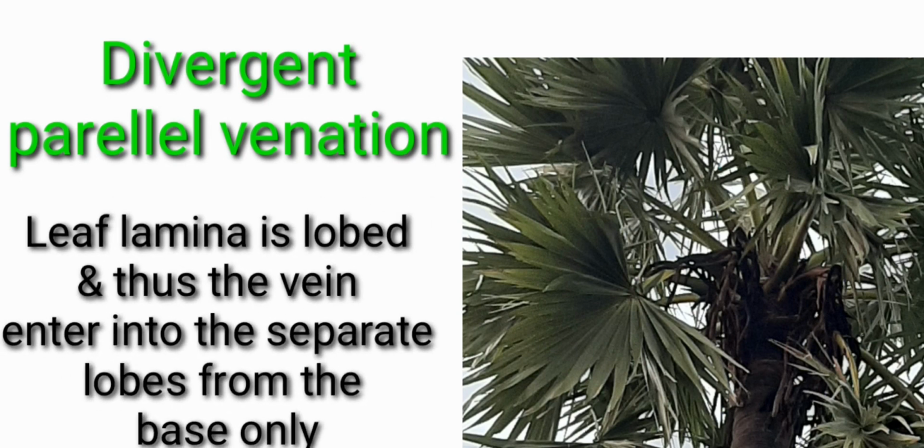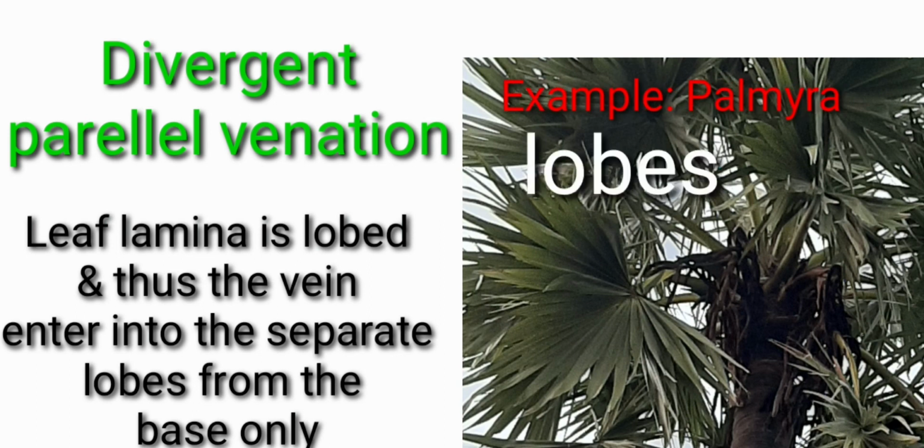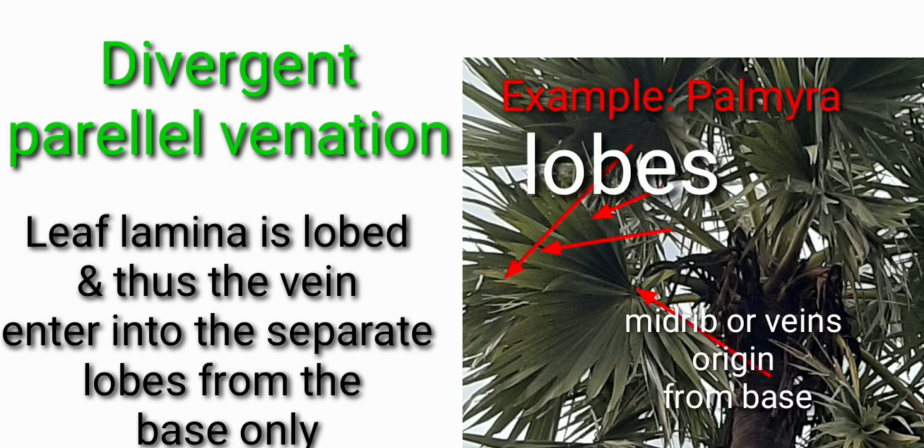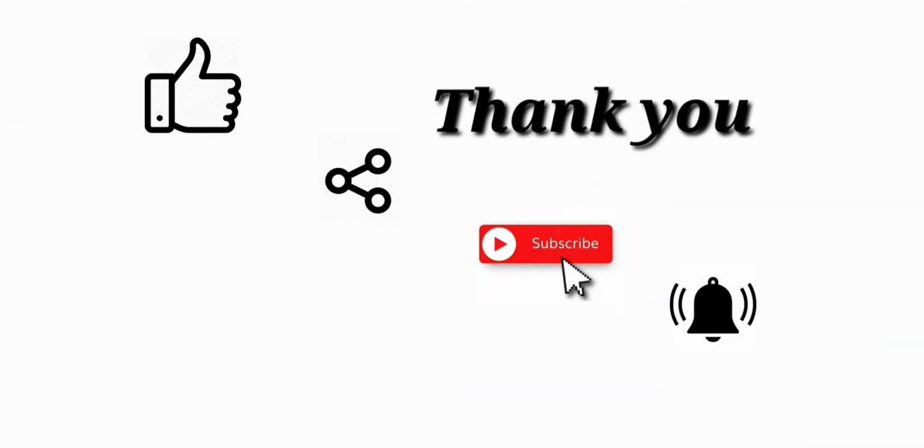Next one is the divergent parallel venation. Here the leaf lamina is lobed and thus the veins enter into the lobes separately, originating from the base point. Example, palmyra. In the picture of the palmyra leaf, you could find numerous lobes and the base point which is the origin of the veins which enter into the separate lobes. So this is about the venation.